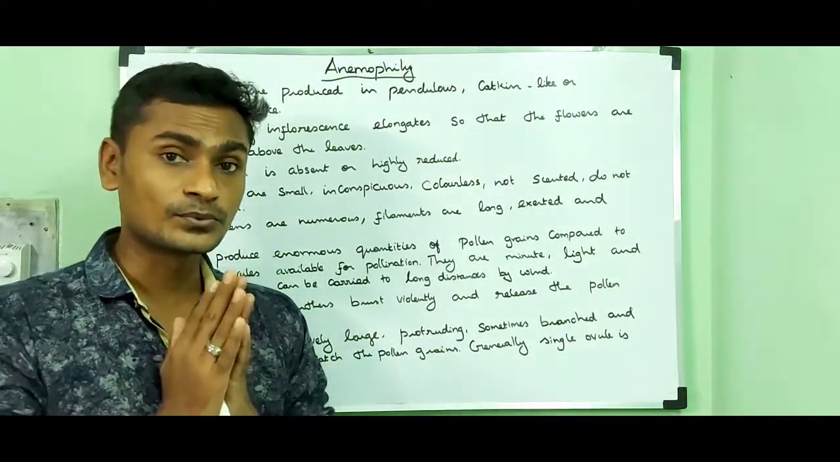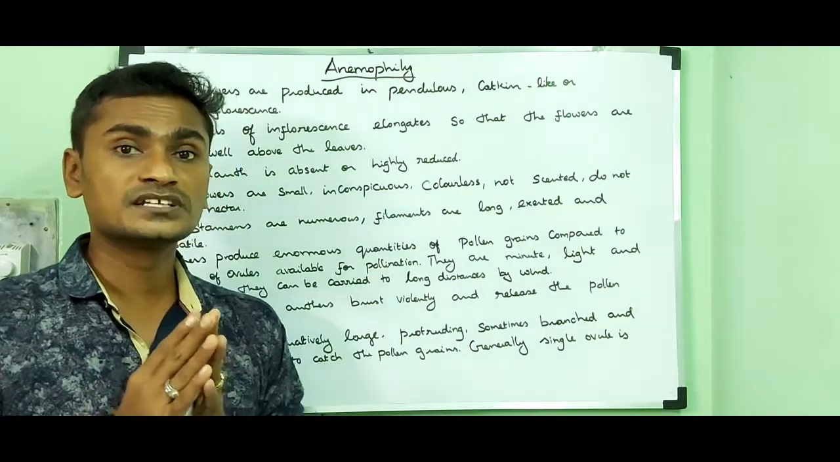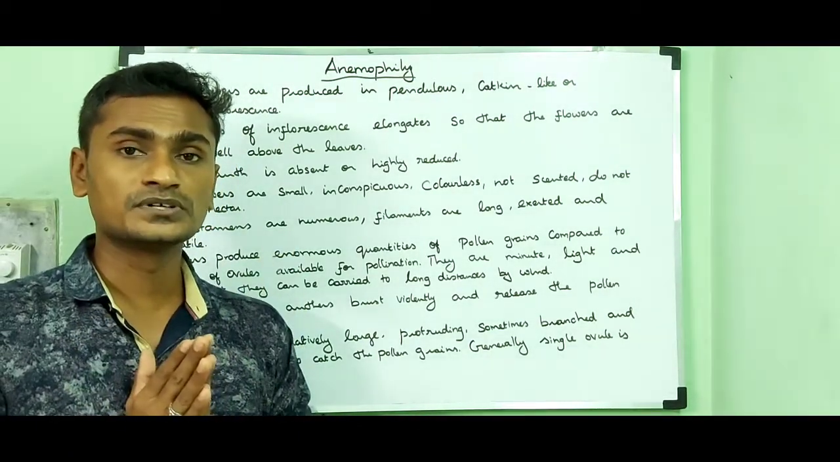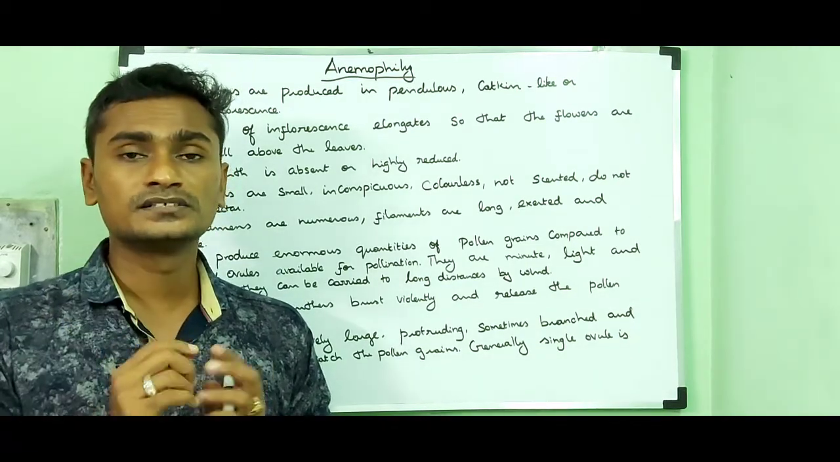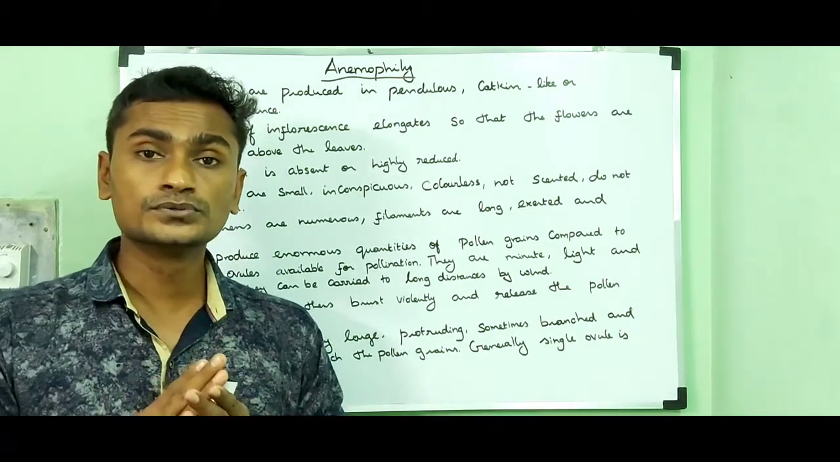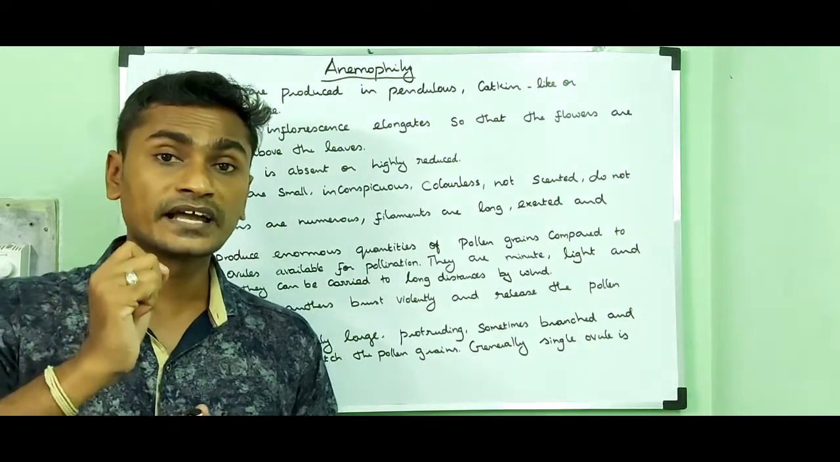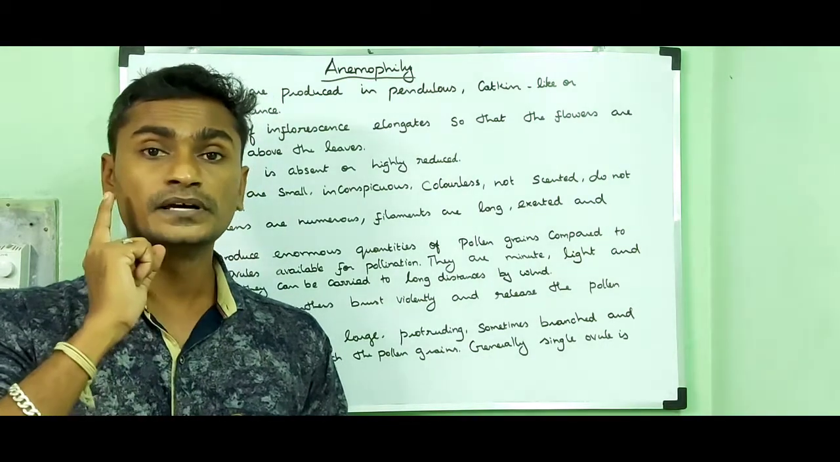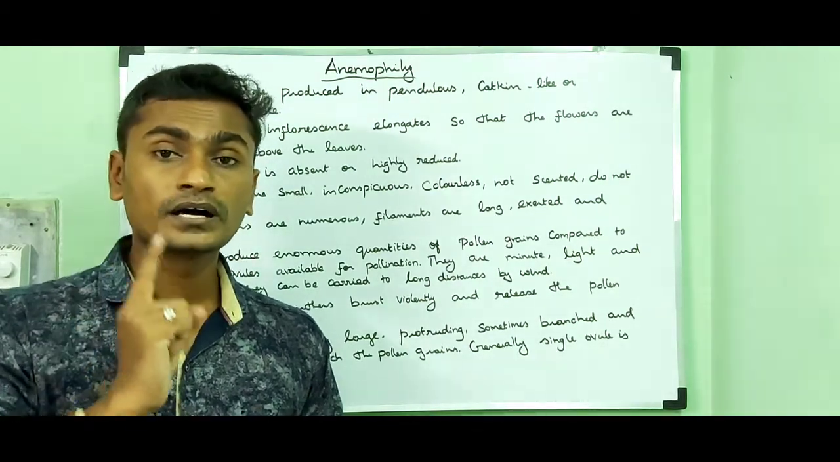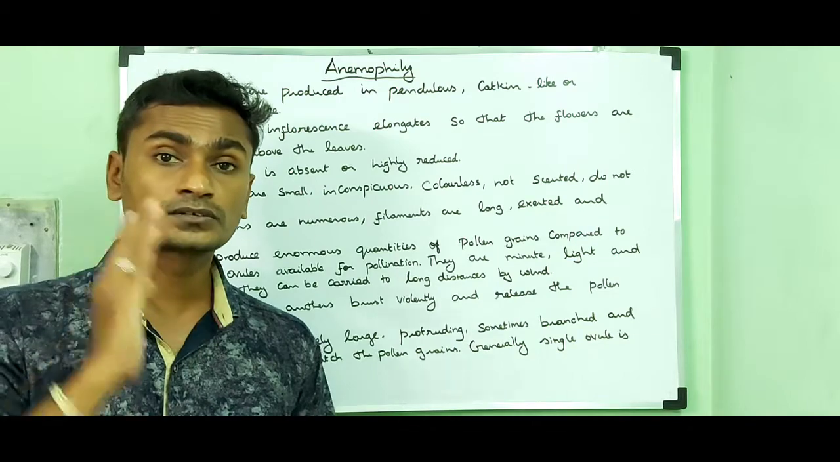I already told you pollen grains are produced in large amount. For example, Mercurialis annua is a plant, it can produce 135 crores of pollen grains. A single plant of Mercurialis annua can produce 135 crores of pollen grains.